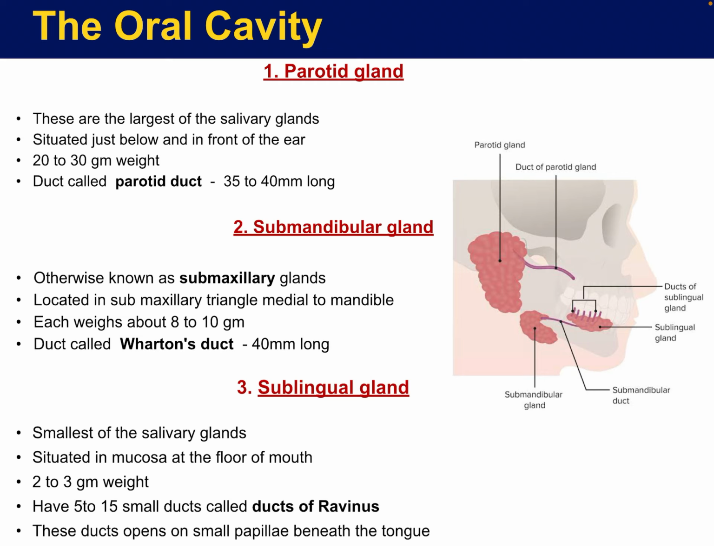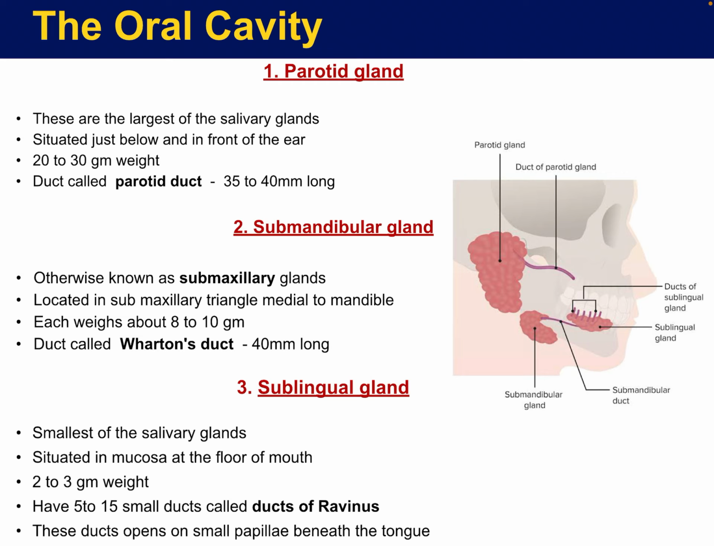The second major gland is submandibular gland. It is otherwise known as submaxillary gland. These glands are located in the submaxillary triangle medial to the mandible. Each gland weighs about 8 to 10 grams. Saliva from these glands is emptied into the oral cavity by Wharton duct, which is about 40 mm long. The duct opens at the side of the frenulum of the tongue by means of a small opening on the summit of a papilla called caruncula sublingualis.